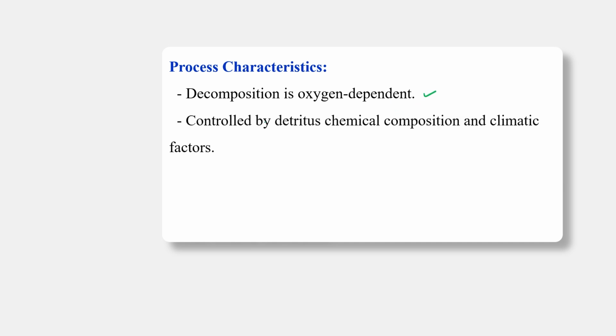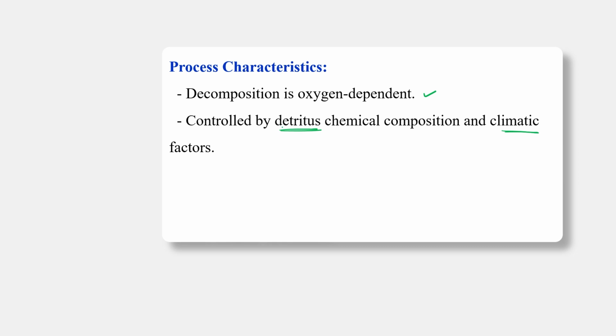Now, process characterization of decomposition. Decomposition is first of all an oxygen dependent process. Then this process is controlled by the detritus chemical composition and the climatic condition of that area. Detritus chemical composition: whether the decayed material contains more pectin and lignin type of material, or it is a simple material that is nitrogen or carbon rich. So it depends upon that factor, the chemical composition of that particular detritus material.